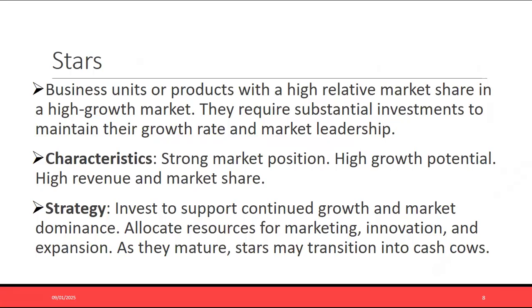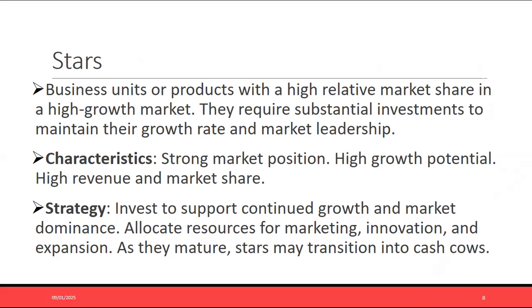Okay, so for the stars, some of the characteristics is the fact that it has a strong market position, it has a high growth potential, and then it also has high revenue and market share. So as a form of strategy, what you do is to invest in that business unit or in that product to ensure that you are maintaining the high market share and the high growth rate. Okay, as much as possible, you allocate resources for marketing, for innovation, and then expansion.